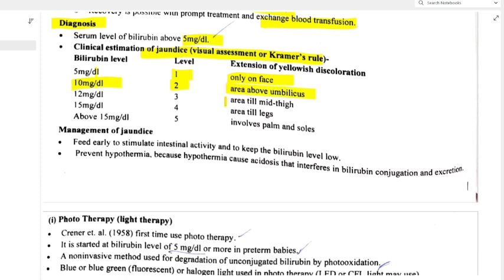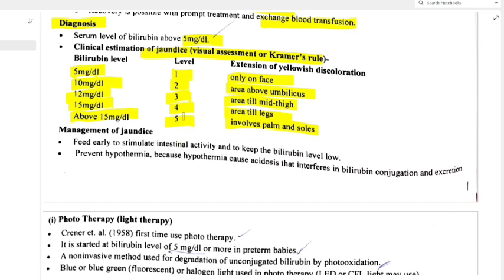If the area is till mid thigh, then it is level 3 and 12 mg per deciliter. Then if the area is till the legs, the level will be 4 and we will estimate like 15 mg per deciliter. Then if it is involving palms and soles, I have already told you that if palms and soles are involved, it will be more, right? So see, above 15 mg per deciliter, and this is level 5.